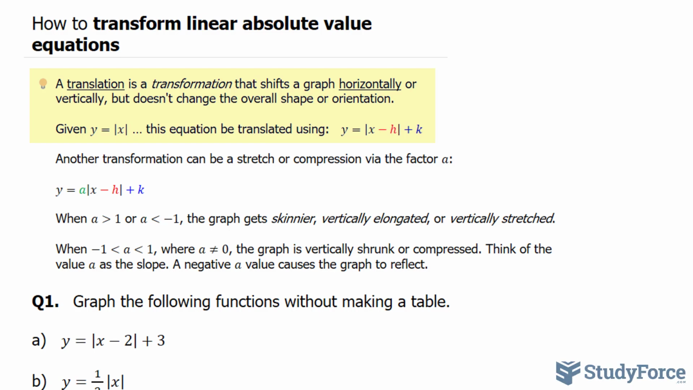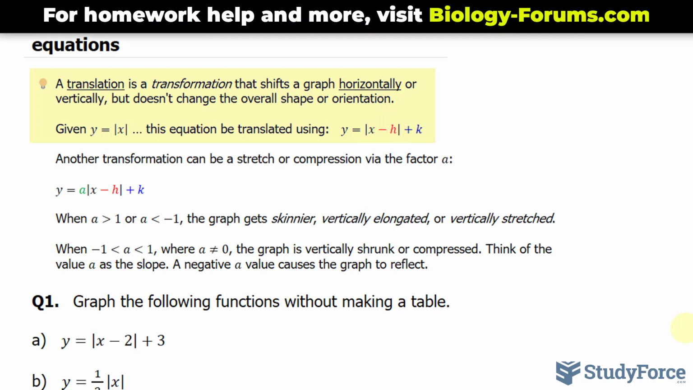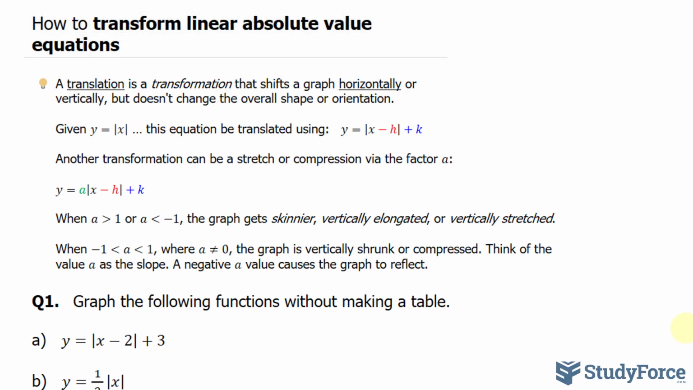Let's say we're given y is equal to the absolute value of x. This equation can be translated using two numbers, namely h, that's applied within the absolute value, and k. K is responsible for shifting it vertically, while h is responsible for shifting it left or right.